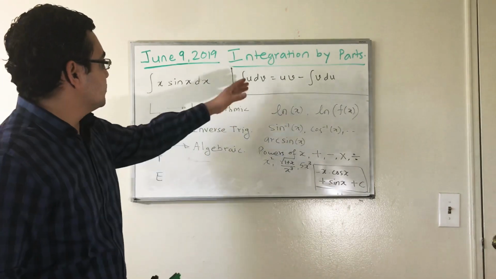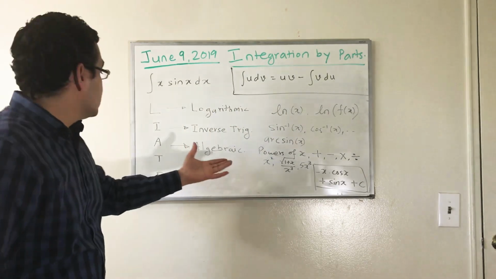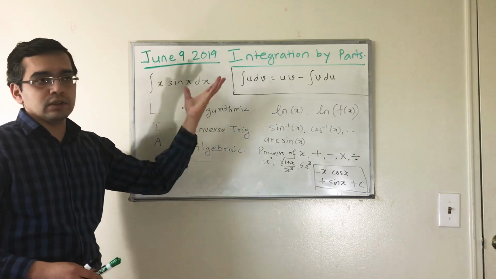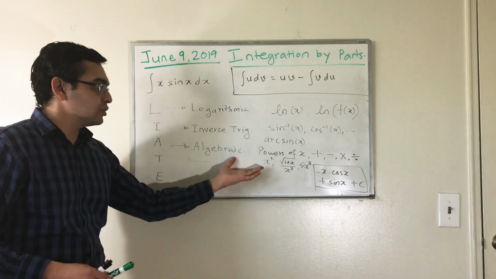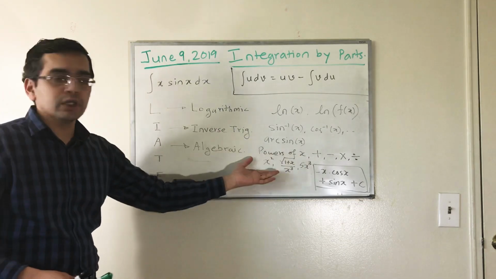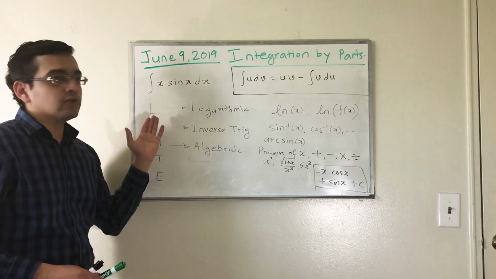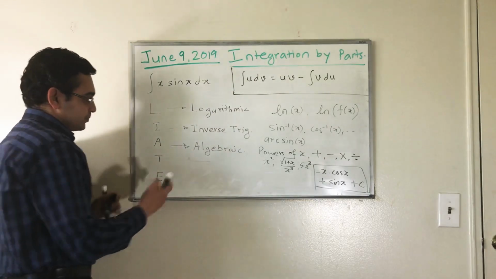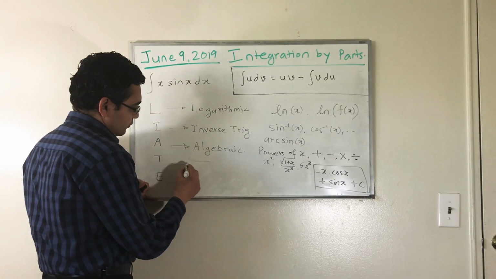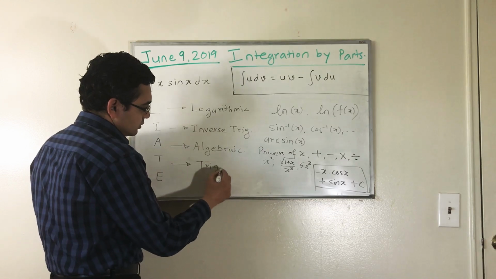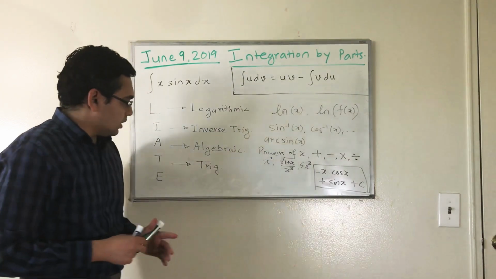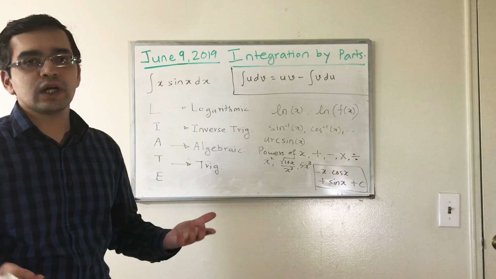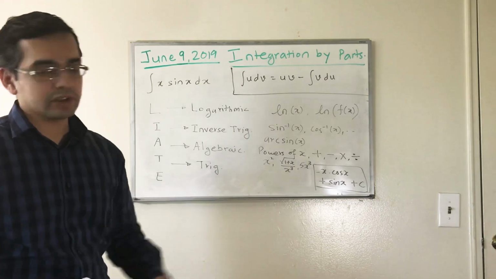Okay, so this LIATE rule really works very well if you have a polynomial and, say, a trigonometric function in the integrand. Okay, you have a polynomial and, say, trigonometric, or a polynomial and an exponential function. So this rule works really well in that case. Alright, so these are all algebraic functions. Then T stands for trigonometric functions. So I assume that you are all familiar with trigonometric functions: sines, cosines, tangents, cotangents, and so on and so forth. These are all trigonometric functions.